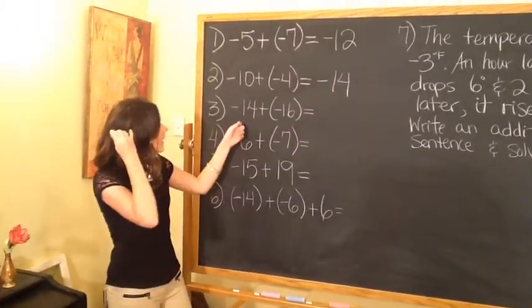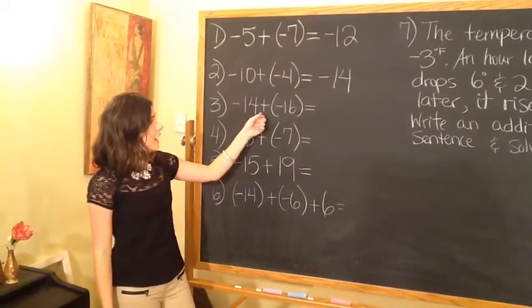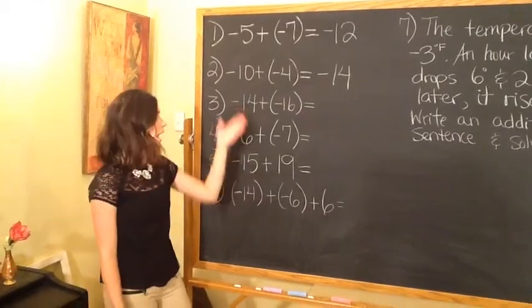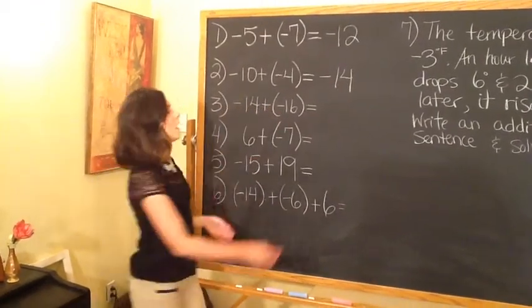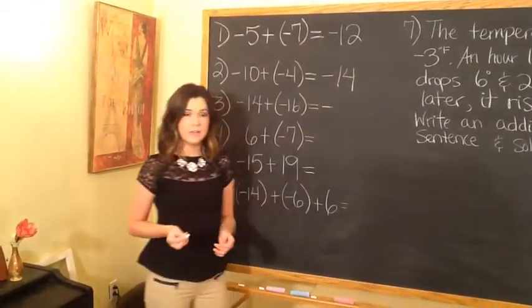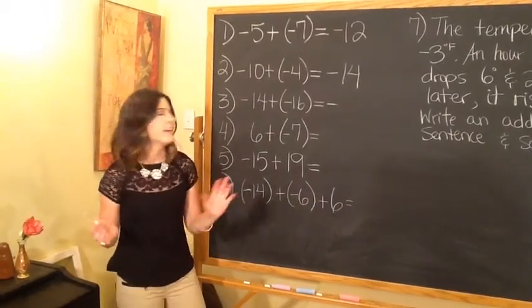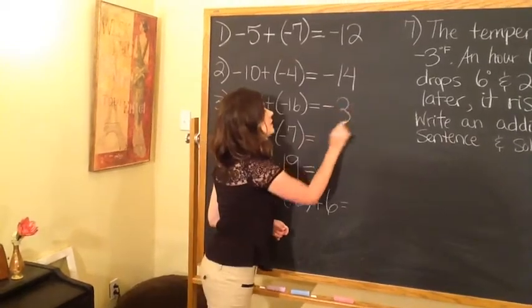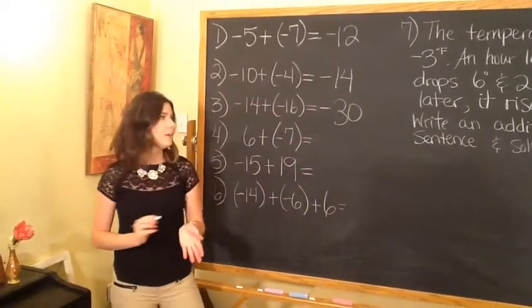All right, next one we have negative 14 plus negative 16. What is our answer going to be, positive or negative? If we're adding a negative plus a negative, our answer is going to be negative. Now, since we already know our answer is negative, we're going to go ahead and add them up. So 14 plus 16 is going to give us 30. So our answer is going to be negative 30.